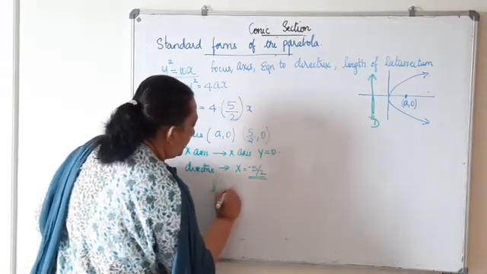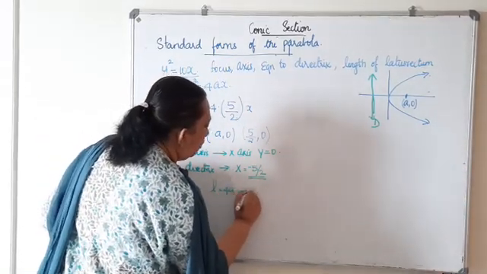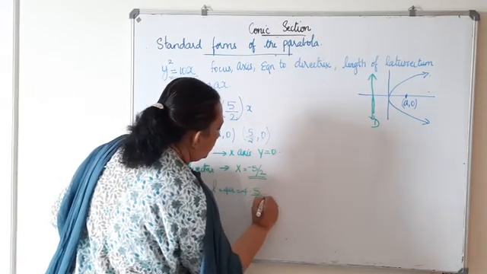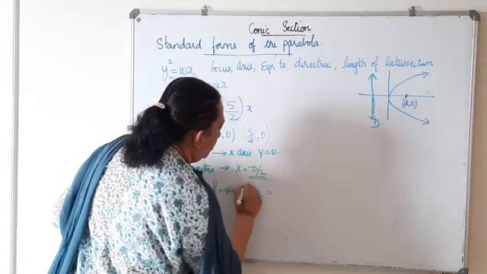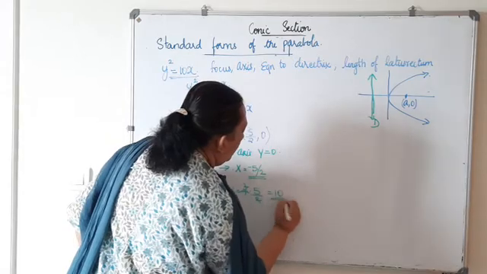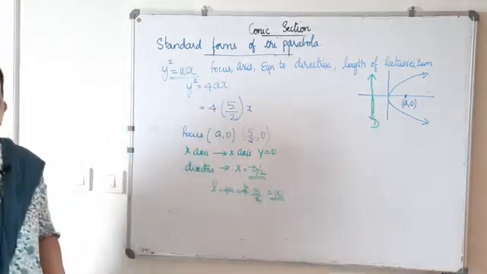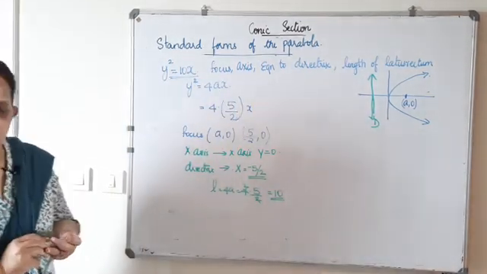Length of latus rectum is 4a. That is 4 into 5 by 2, which is equal to 10. Length of latus rectum is equal to 10. Clear?